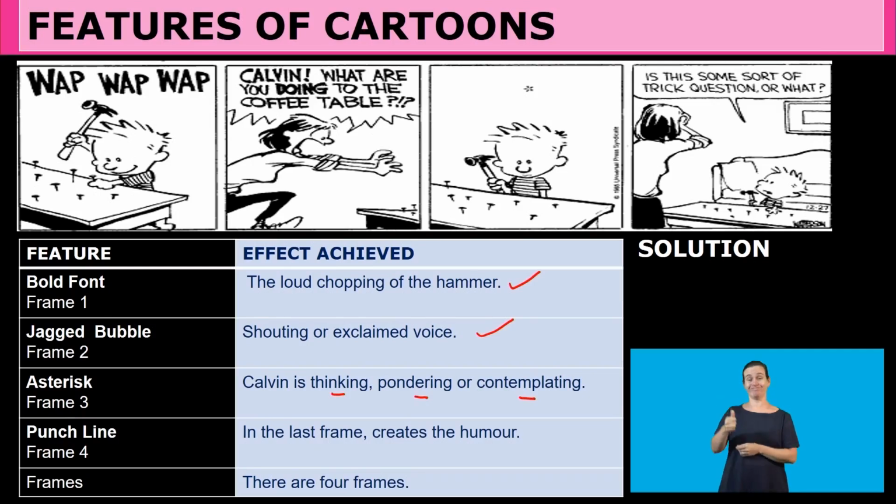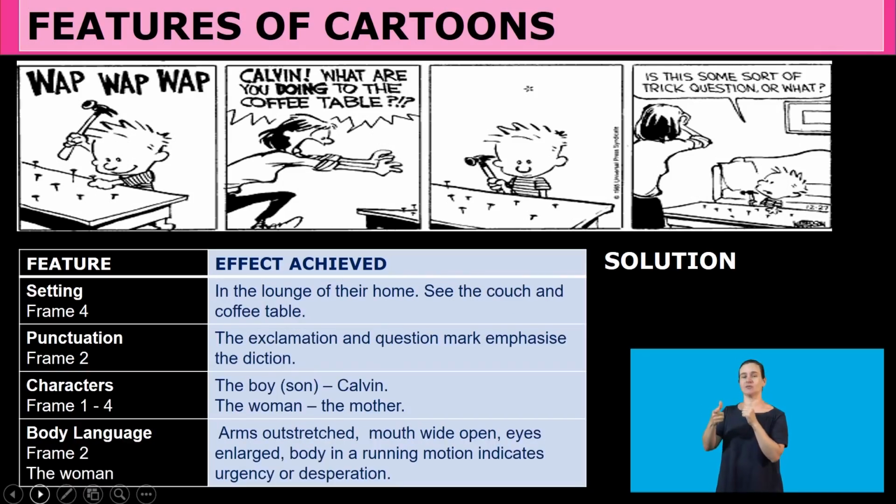Look at the punchline created in frame 4. And that is where we're going to find our humor. We know that there are 4 frames as indicated earlier, right? And then look at the effect achieved for frame 4. Your setting is the lounge table, all right? So we see the couch, we see the coffee table, we even see the little portrait hanging against the wall, okay? So the cartoonist very cleverly only revealed the setting in the last frame in order to create the humor.